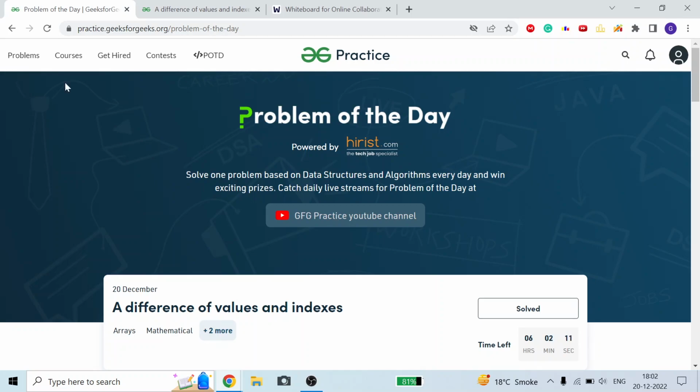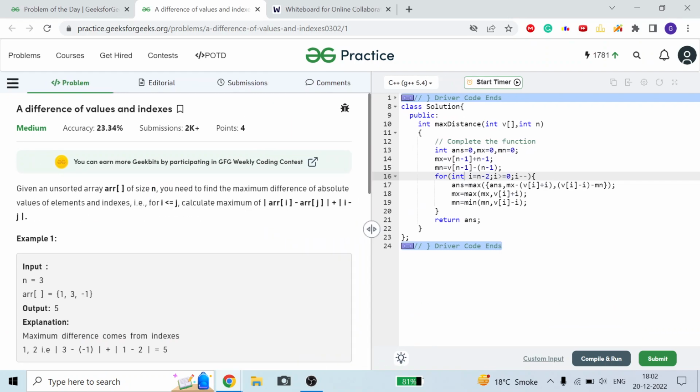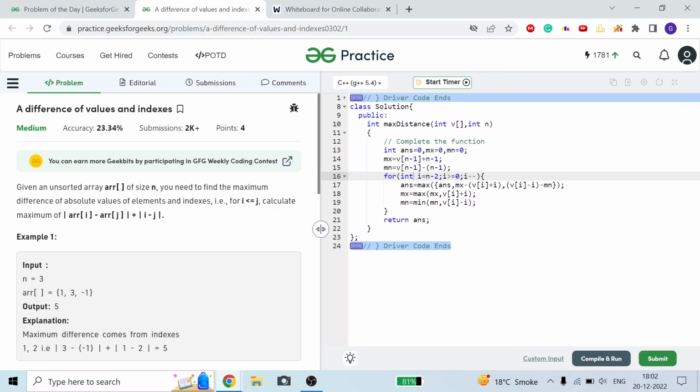Today we are going to discuss this problem of GFG. So let's move on to the problem, guys. Here we are given an array of size n and the array is unsorted. What we have to do is find the maximum value of this particular equation.